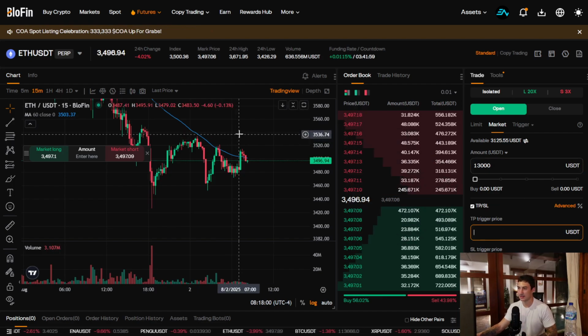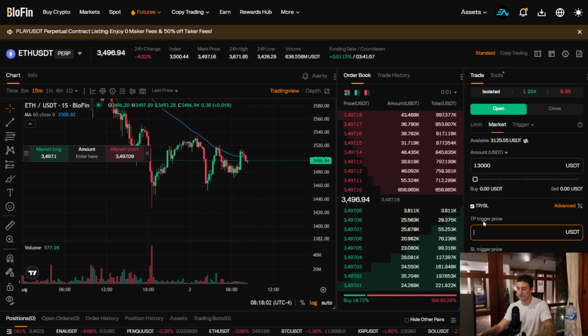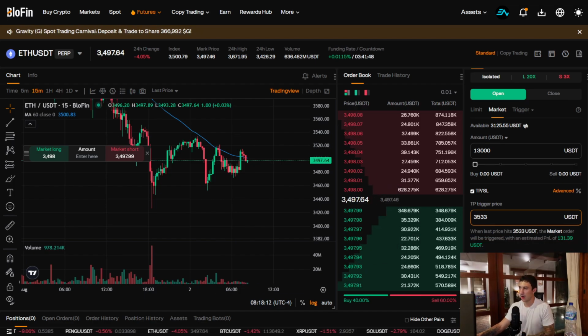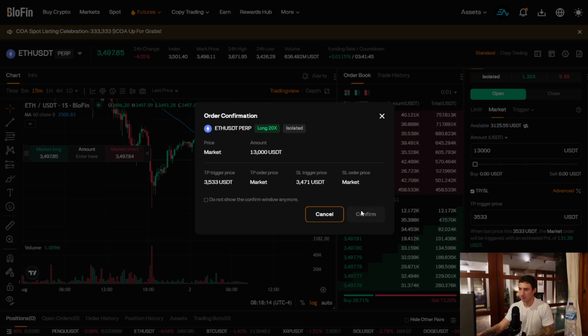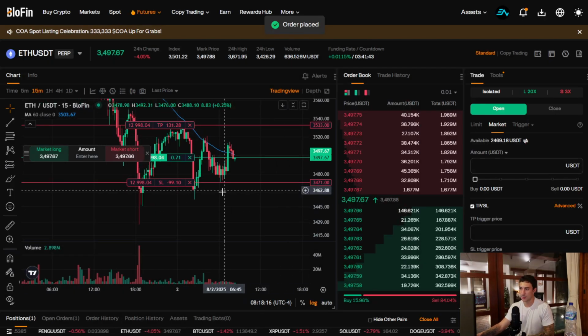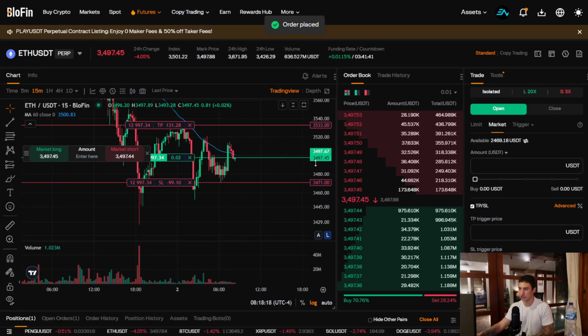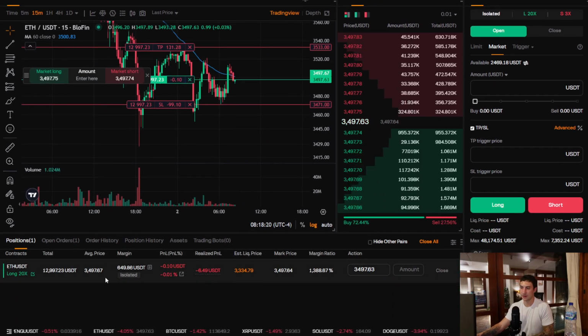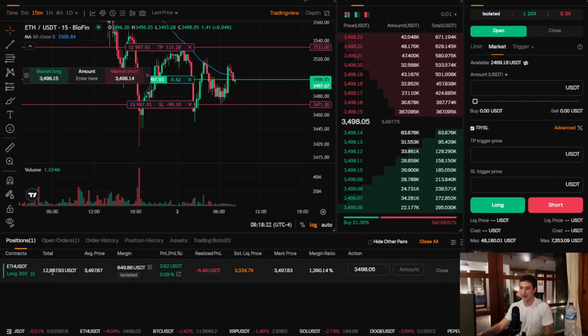And let's say I want to set my TP. I'll set my TP at 3533. So there we go. I'm going to press long, market, boom, right? Now we're in a long position. Our stop loss is set on our chart and we have our take profit there as well. You can see that we are currently in the trade.